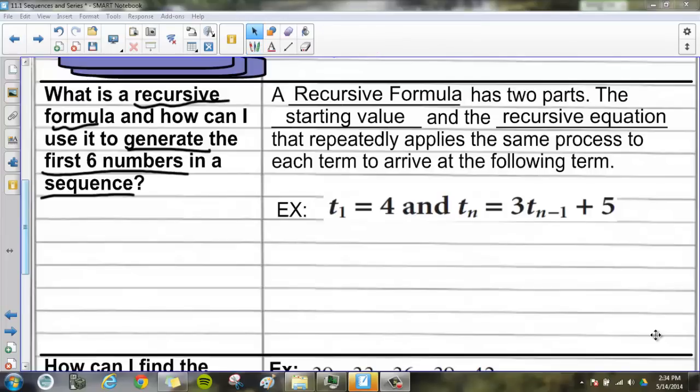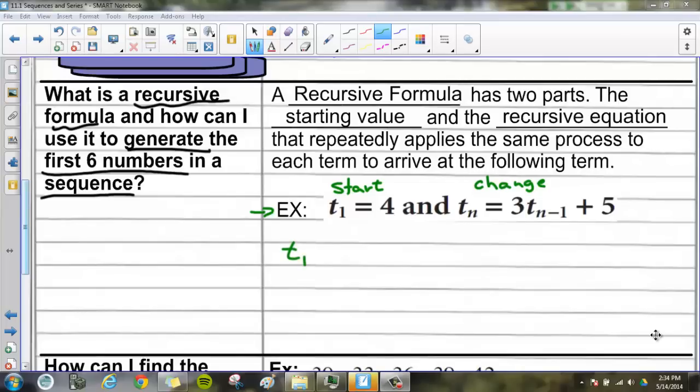Okay, so I got an example right down here. Check out this example. We have t sub 1 equals 4. That's your start that I was talking about. And t sub n equals t sub n minus 1 plus 5. This is your change, or how it changes from one thing to the next. And we're going to use these 2 things to figure out the first 6 terms of a sequence using this recursive formula.